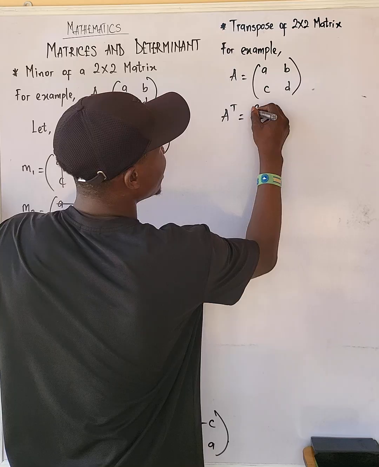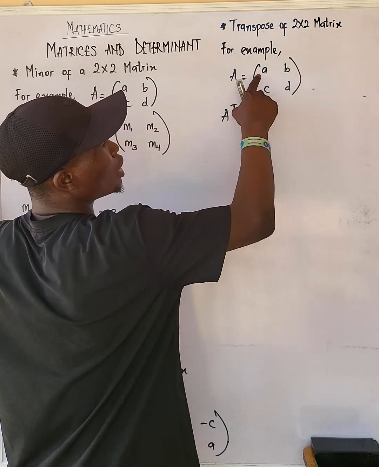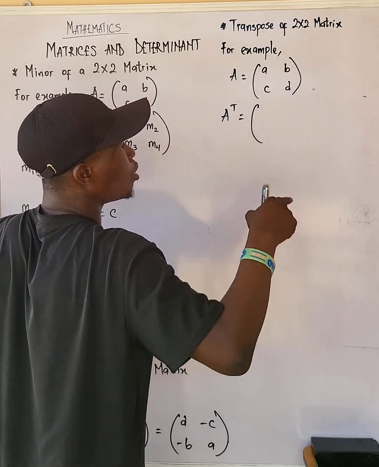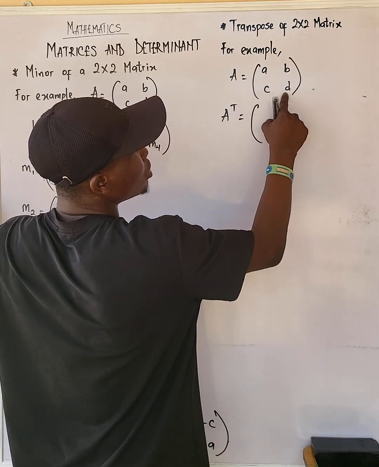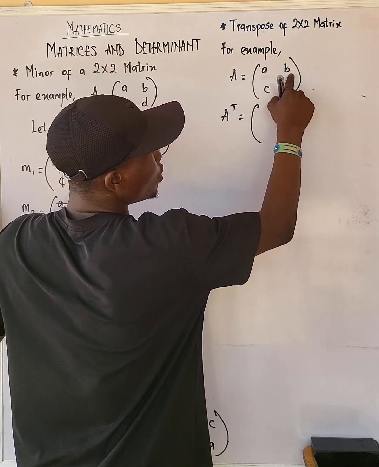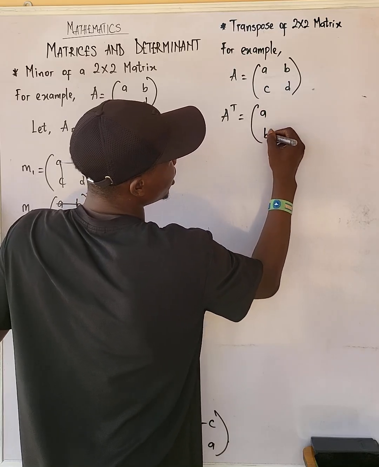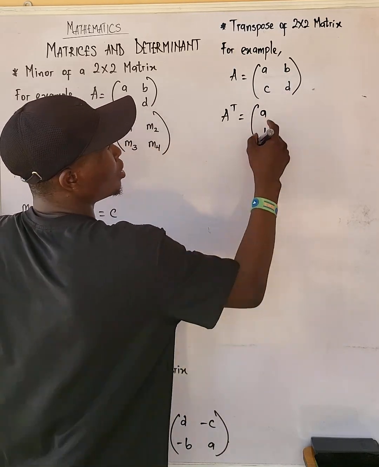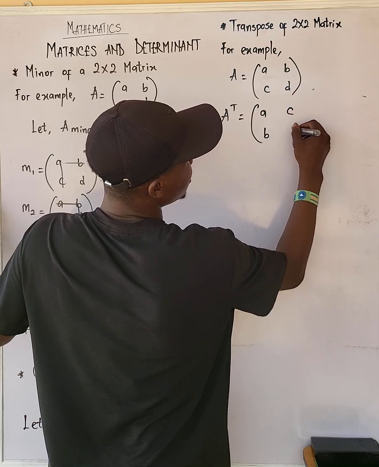Now, what do we say? The row will become column, while the column will become row. This is the row. This is the column, right? Now, the row will become column. This row will become column. So that will be A, B. You see that the row has become column. So this will be C, D.